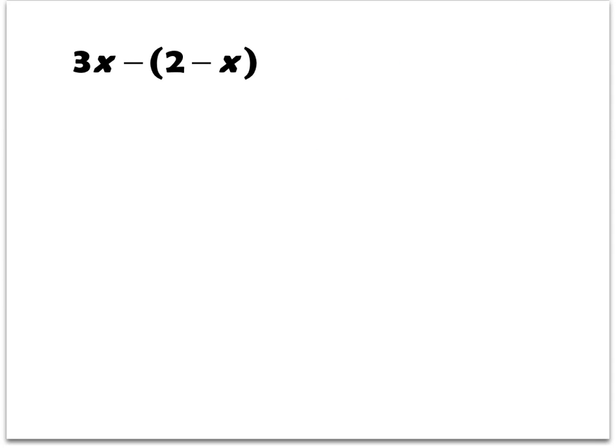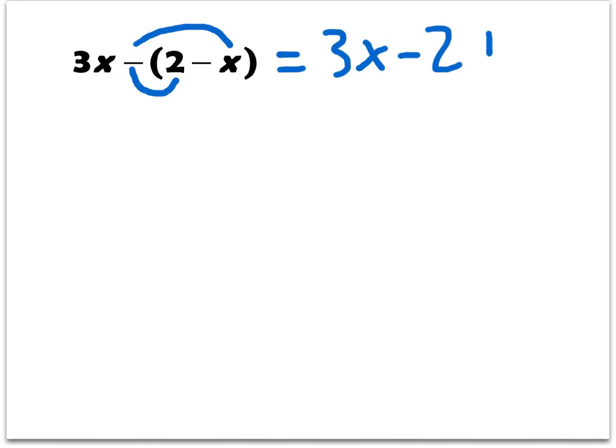Our last example here is another one where we're going to distribute. At first glance it may not look like a distributive property problem, but the negative we can treat as a negative 1, and so we're going to distribute that times the 2 and times the negative x to get 3x minus 2 plus x. And it's got to be plus x. Don't forget to distribute that negative to both terms. And now we can combine like terms to get 4x minus 2. So there's our simplified expression.